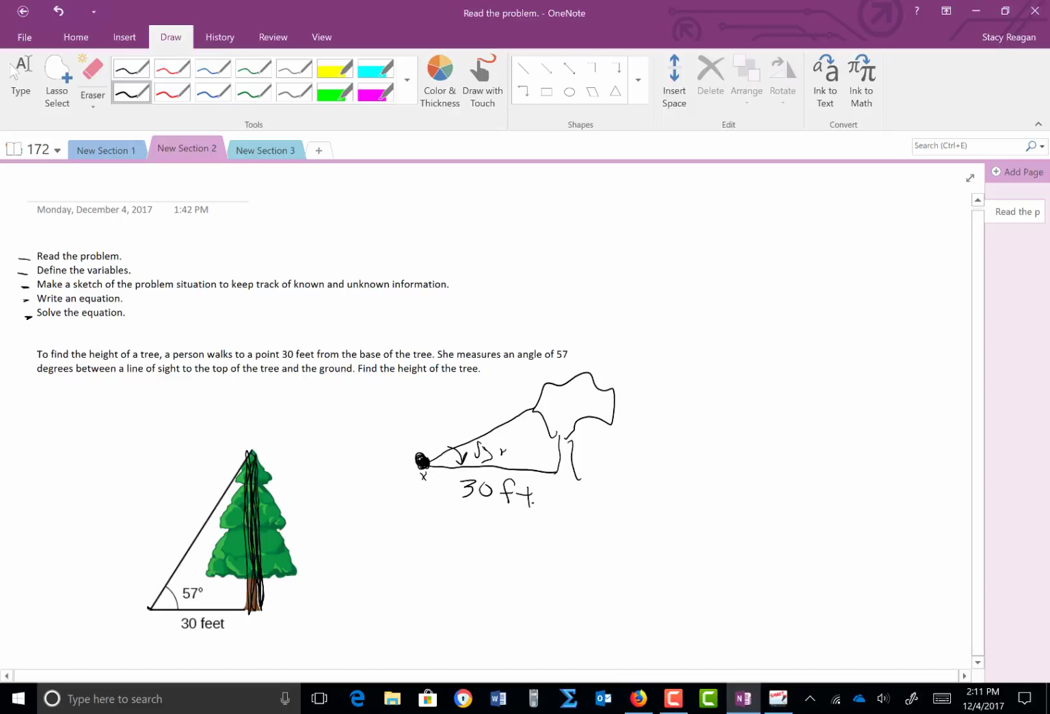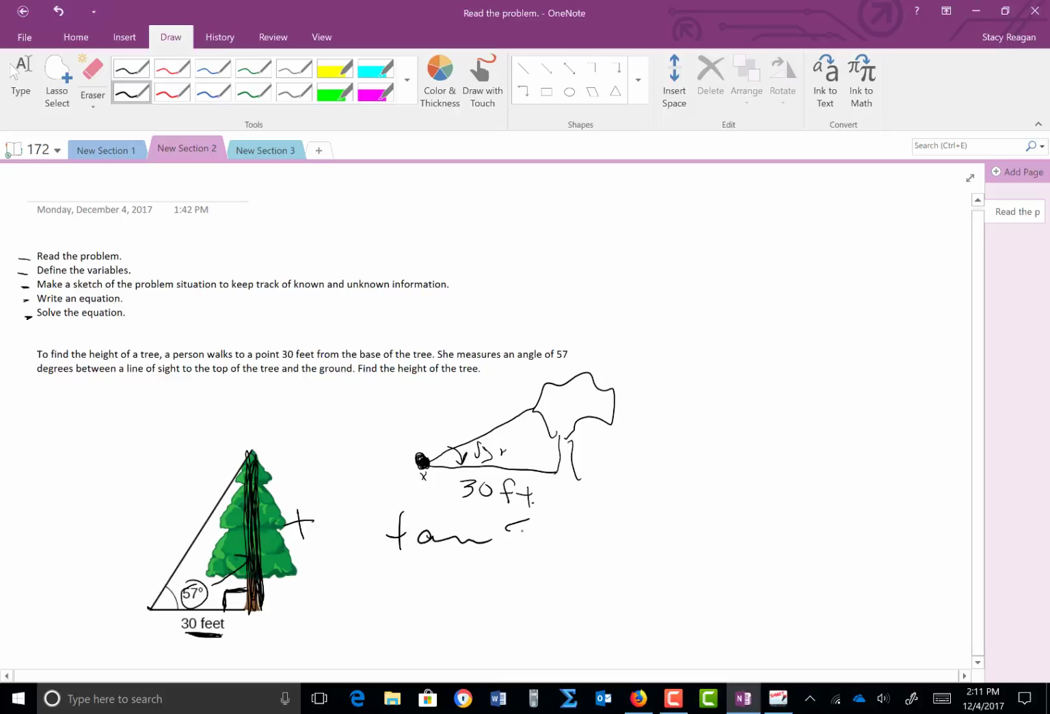And you can see that assuming that a tree is straight, this would be a right angle when you're looking at this. So when you think about your trig functions, if you're trying to find the height of this tree, and we'll just call it x, we've got an angle here, we're looking for a side opposite, and we have a side adjacent. So when you think about your trig functions, opposite and adjacent would be the tangent trig function.